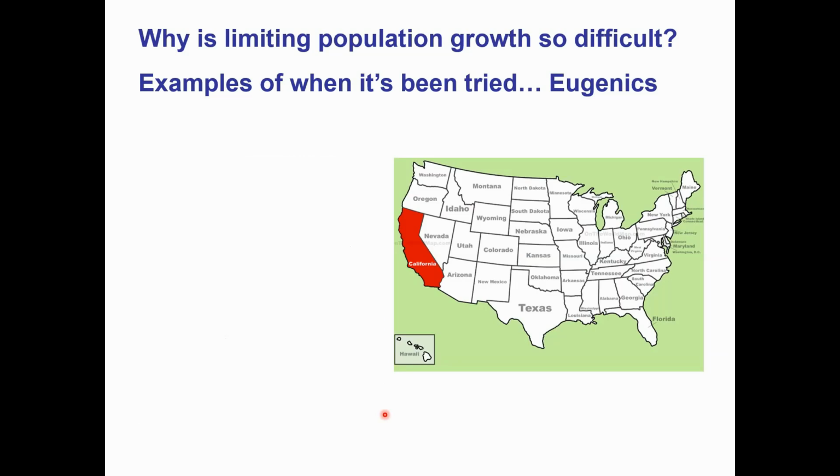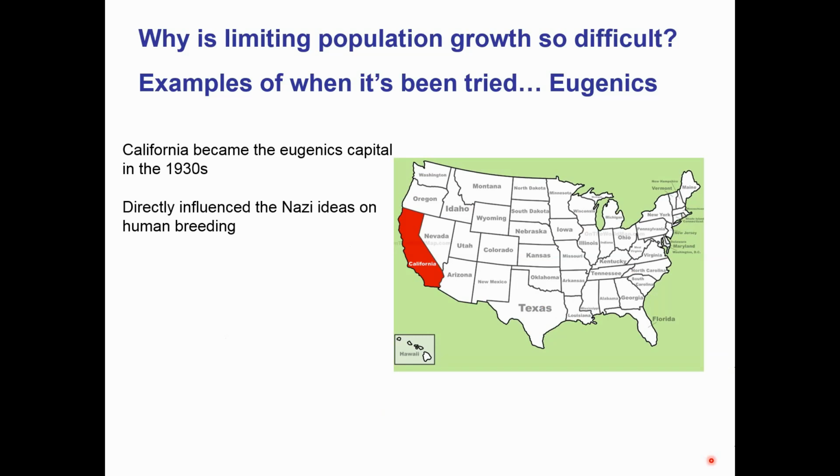Now, what's really interesting is, where did this take place in the US? Was it all across the nation? Nope. It was good old liberal hippie California. California was the eugenics capital of the world in the 1930s. California had identified that its population was growing. This was soon after the Dust Bowl and the Great Depression, and they ramped up eugenics really, really hard.